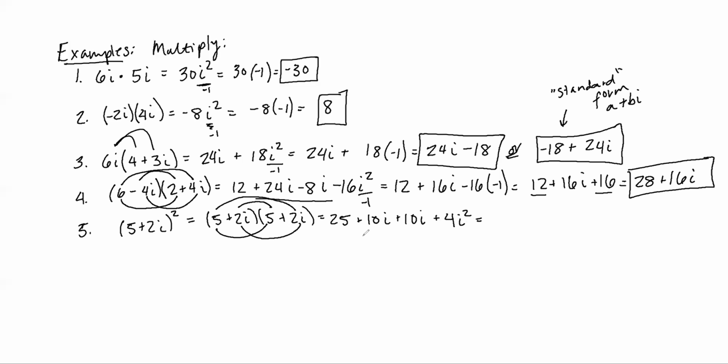Now let's go ahead and combine and simplify. So I can combine the 10 i's in the middle. So we have 25 plus 20i plus 4 times -1 because of that i squared. Now I'll go ahead and multiply 4 times -1. So we have 25 plus 20i. And now 4 times -1 is -4. Combine those real numbers, and we get 21 plus 20i.